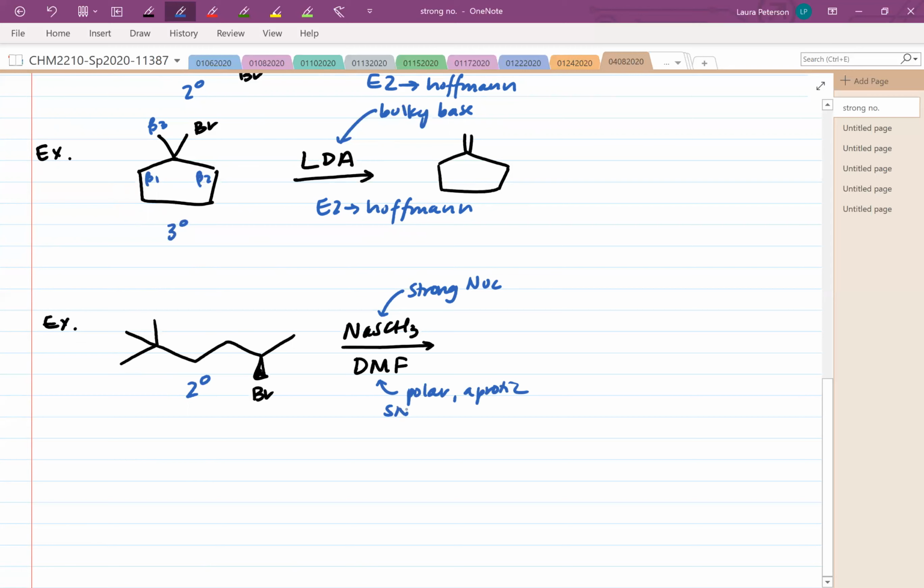Okay, so remember that SN2 goes by inversion of configuration, and so we can see that the incoming nucleophile, that sulfur anion, will come in from the backside and displace our bromide. Okay? All right, so hopefully going through these examples gave us an idea of how to approach these problems.